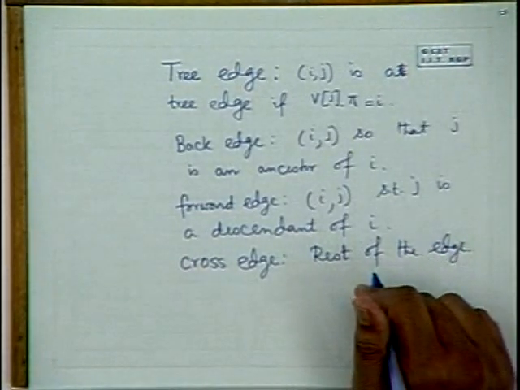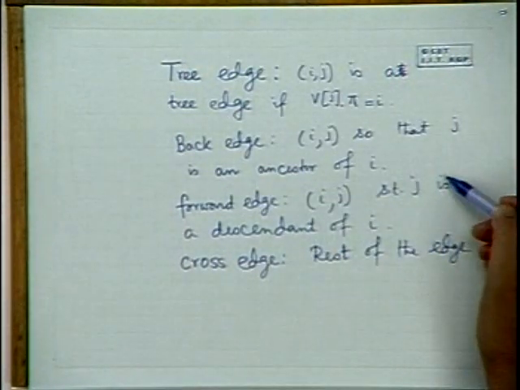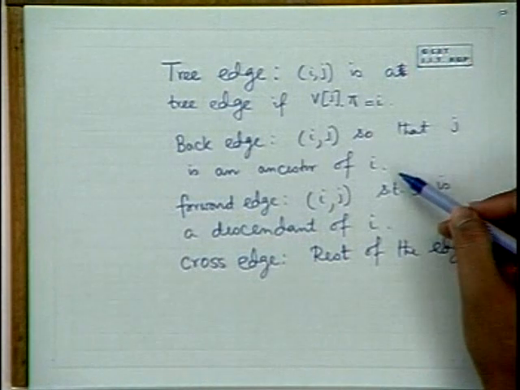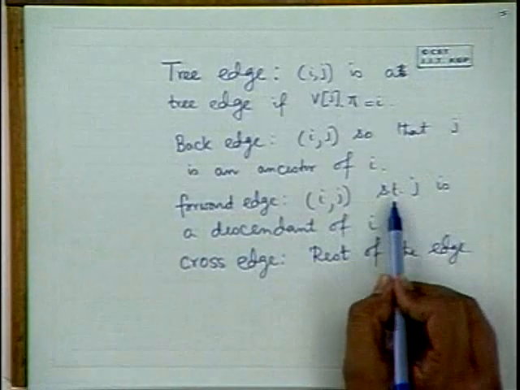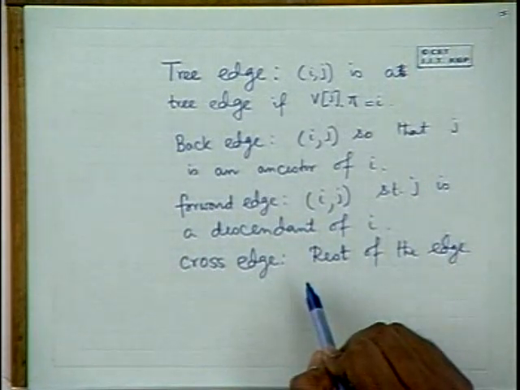In a sense, yes. Right. Because by this definition, forward edge also includes tree edges. But you can say those are the forward edges which are not tree edges. You can always partition that way. So here you can say forward edge Ij such that j is a descendant of i and Ij is not a tree edge. You can put an and condition. So these are the classification of the edges of the graph through DFS.